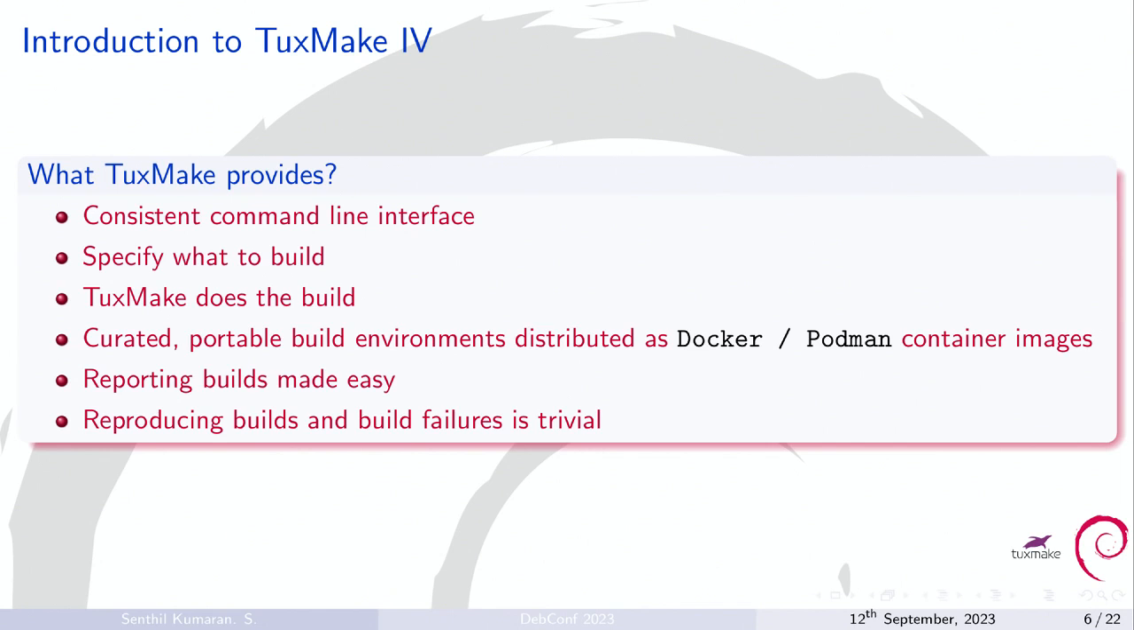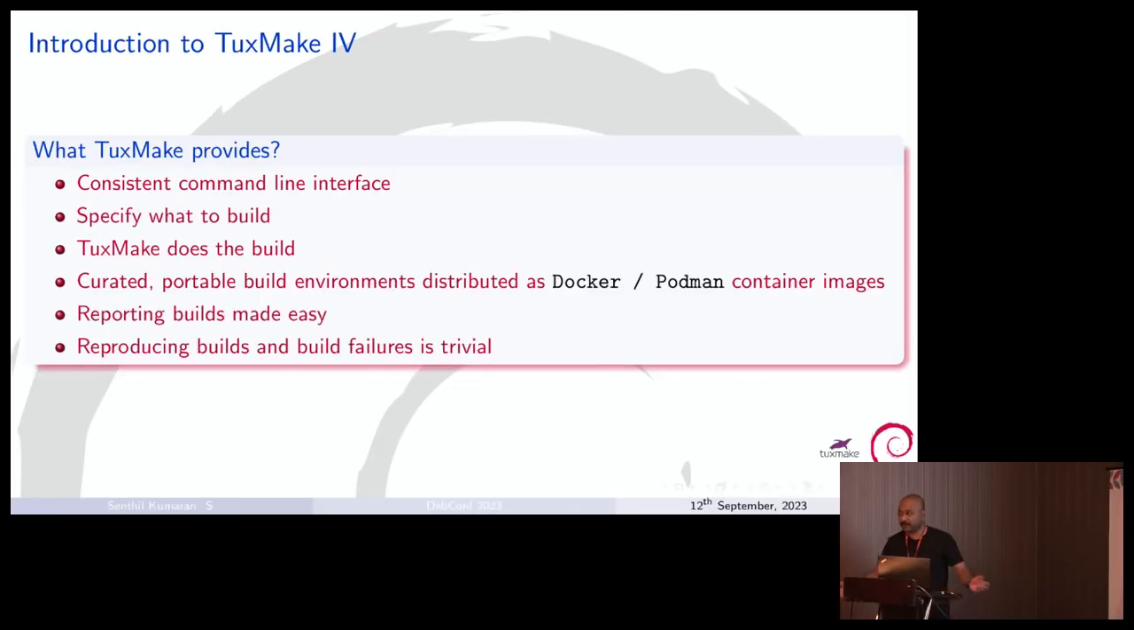So what TuxMake provides, as you said, is a command line interface. It provides a consistent command line interface, and you can specify what to build, and TuxMake does the build. We also provide curated containers, both for Docker and Podman. They are basically Docker containers which can be used in both Docker and Podman environments to make the builds. And the key thing here is it helps not just the kernel developers' workflow to do builds in different architectures.